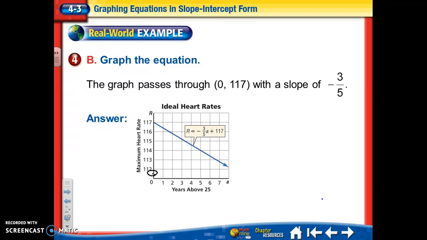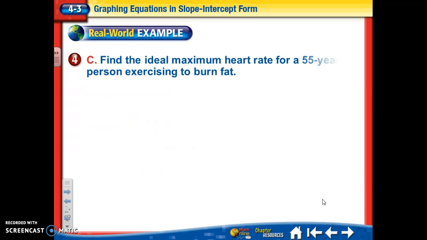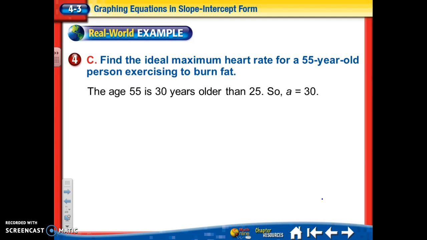So they started at 117, and you'll notice they go down 3 over 5. So down 3, 1, 2, 3, over 5. 1, 2, 3, 4, 5. Down 3 over 5. So if we then want to find the maximum ideal heart rate for someone who's 55 years old, all right, so 55 is how much bigger than 25? That's one thing we have to figure out. Okay, that's 30 years older than 25.